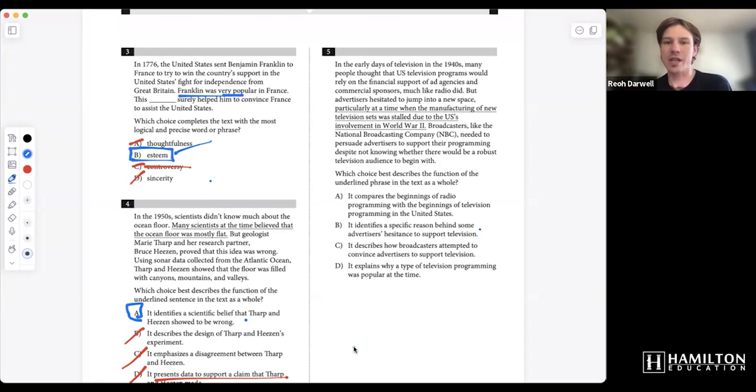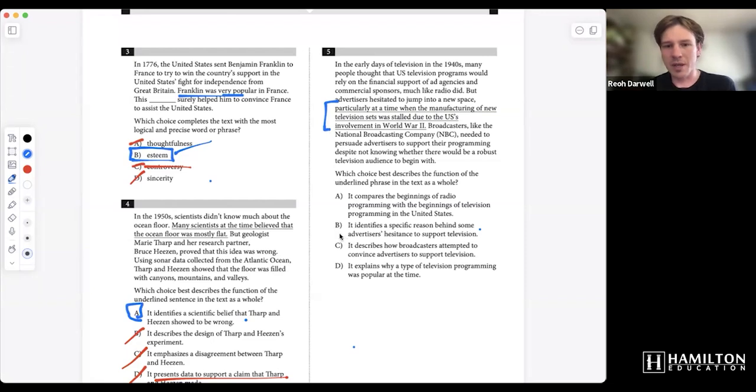So broadcasters had to try to convince advertisers that they'd get value from putting their commercials on TVs, even if they didn't know how many TV viewers there would be because of World War II. Right? So the "because of World War II" part is produced by this underlined portion of the sentence here. So our answer choice needs to align with that, right? It provides a reason for why we didn't know whether advertising would take off with television.